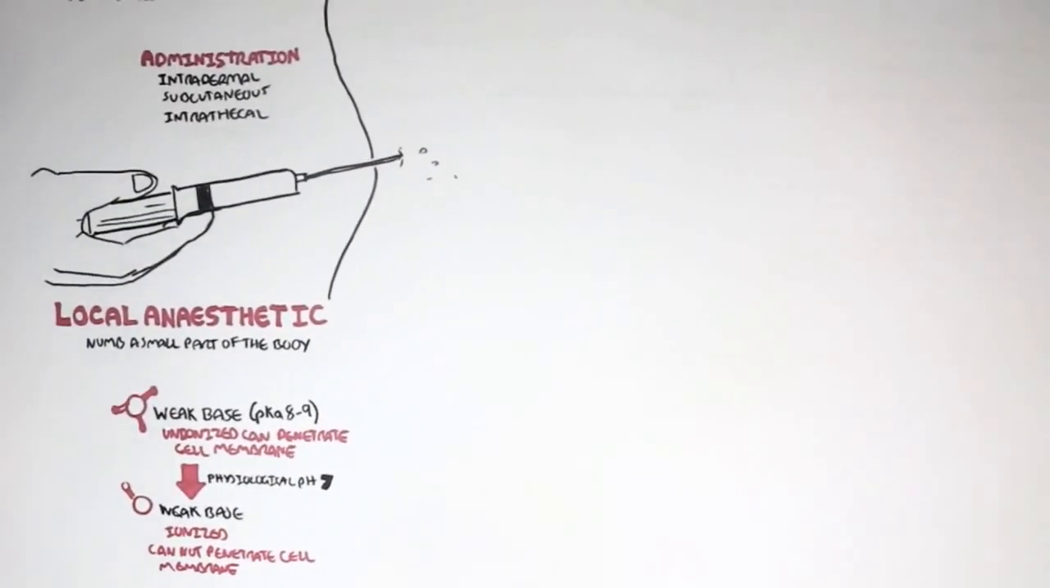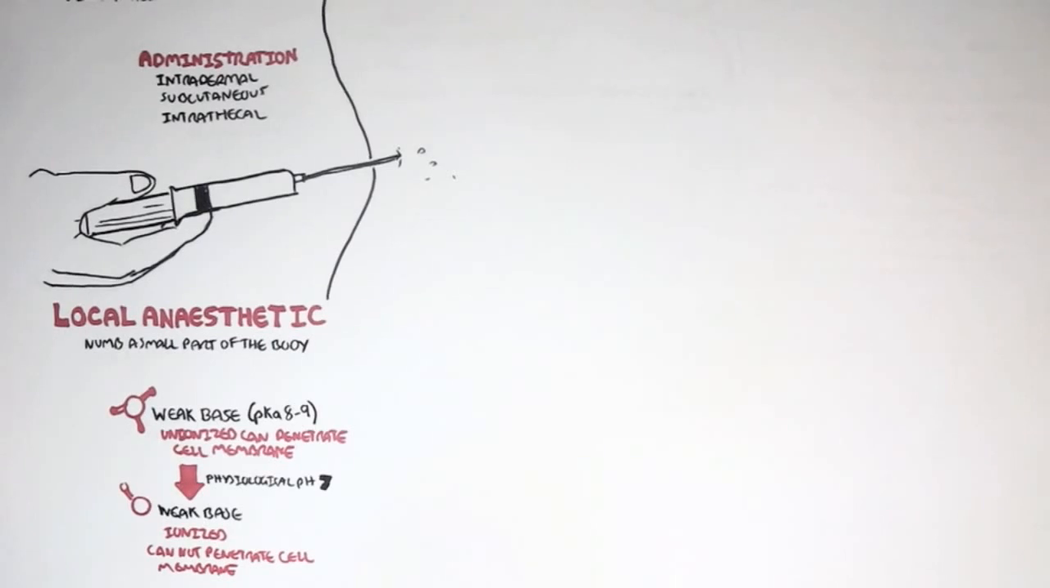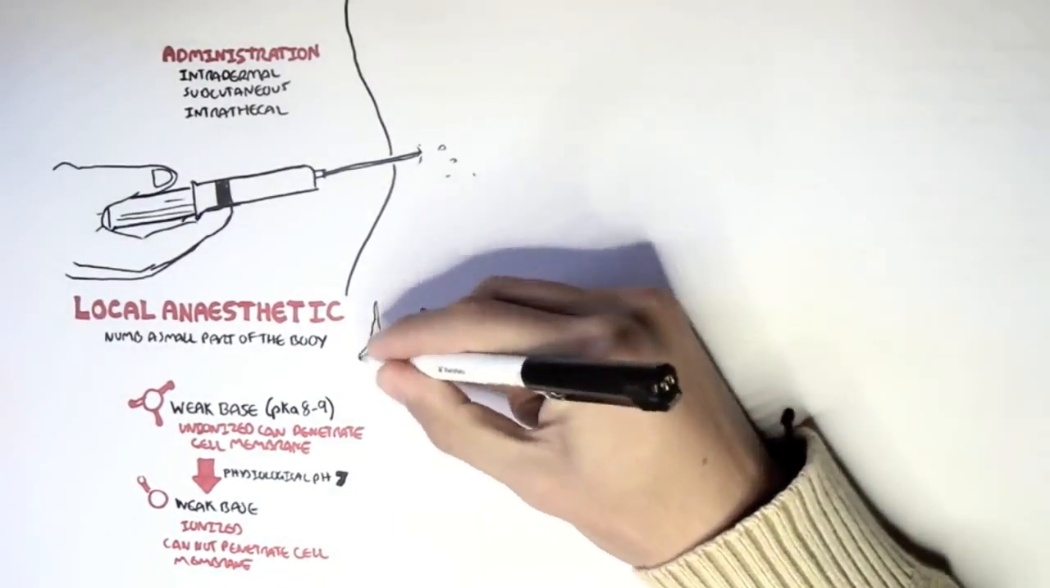So for example, if we were to administer a local anesthetic to a person suffering from high levels of acids in their body, the local anesthetic will be ionized very quickly and so is not very effective. So this is an important concept to know, and we'll learn more about it during this video.